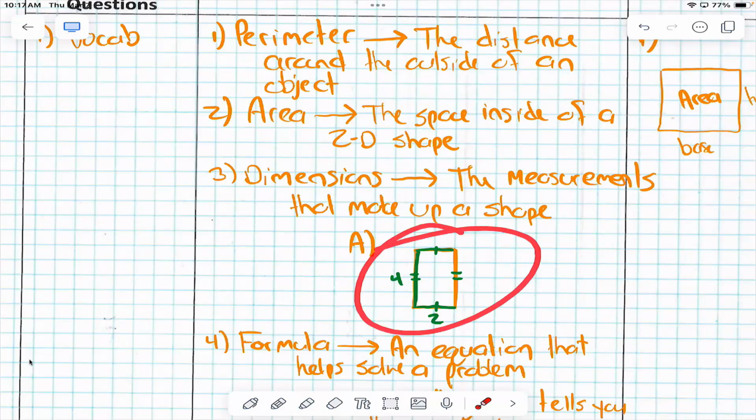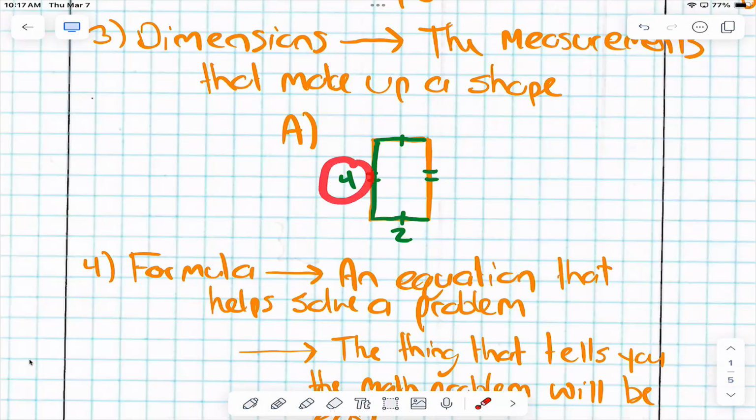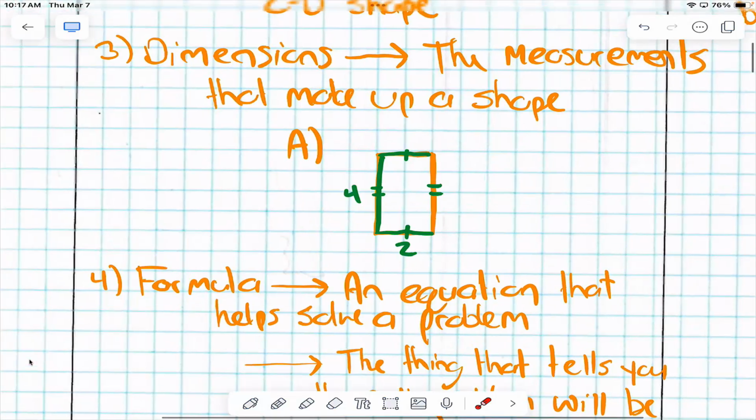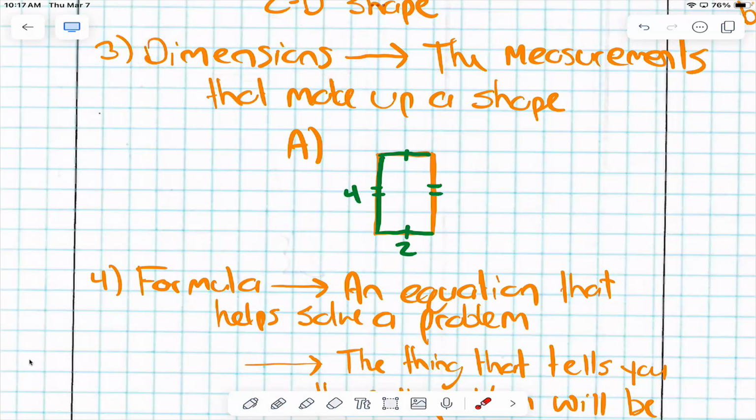This is a rectangle right here. These are the numbers that make up the rectangle. What are these measurements that make up a rectangle called? Base and height. They are the base and height, but they're actually the dimensions. So the dimensions would be the base and height, or the 4 and the 2.